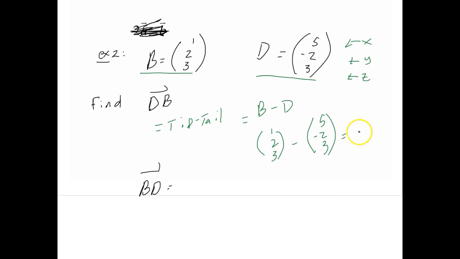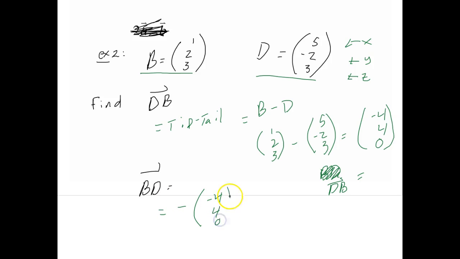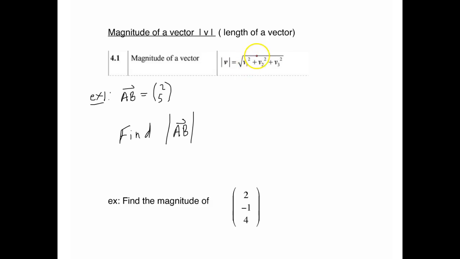Subtract the corresponding parts, so 1 minus 5 is negative 4. 2 minus negative 2, double negative makes a positive, so 4. And 3 minus 3 is 0. And that is the vector DB. Now if I want the vector BD, I could do D minus B, but I could also just negate the answer I just got, because it's going in the opposite direction. So this could be 4, negative 4, 0. And that equals the vector BD. There you go. Now let's talk about how to find the magnitude of a vector.